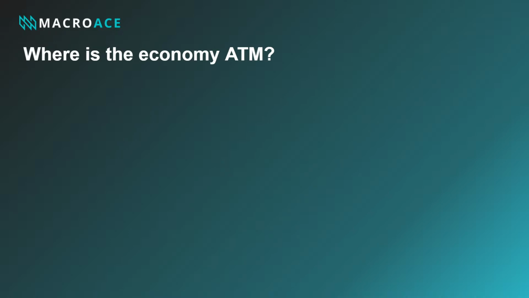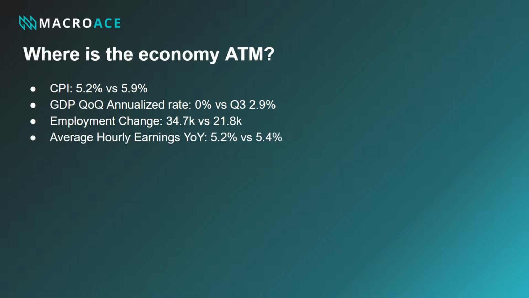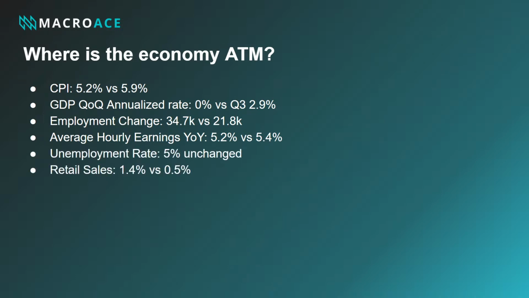So where is the economy at the moment? Inflation, 5.2% compared to 5.9%. GDP data, quarter annualized rate flat versus Q3 of 2.9%. Employment data was at 34.7K compared to the prior of 21.8K. Average hourly earnings are down as well, 5.2% compared to 5.4%. Unemployment rate remained unchanged at 5%. Retail sales was at 1.4% compared to the prior of 0.5%. PPI of 1.4% compared to 5%.